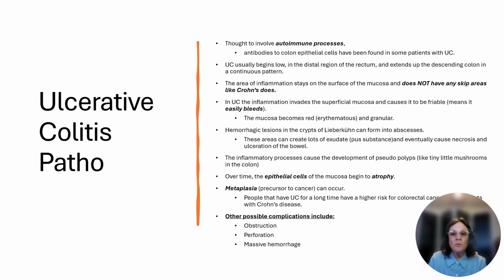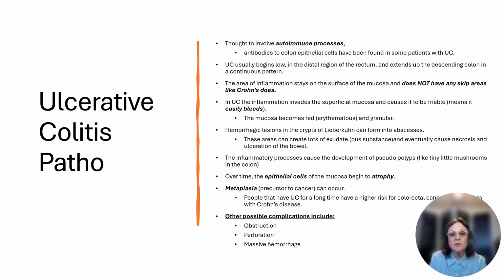So the patho here, we think this one is also an autoimmune process. So the body creates antibodies against the colon epithelial cells. And we think it's autoimmune because we've actually tested for that and seen it in some of the patients with UC. But the reason we say we think it is, we don't see it in all of the patients with ulcerative colitis. So there you go.